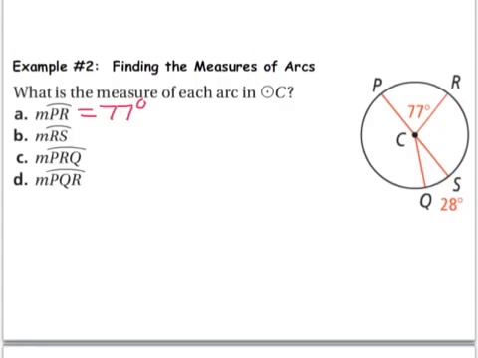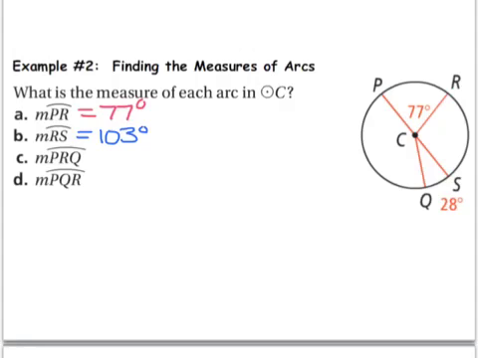Next, part B, what is the measure of RS? For RS, we don't have a measure. But if you notice, arc PRS would be a semicircle. So we could simply take 180 degrees and subtract this piece of arc that we know, 77, to get, and what we are left with is the measure of arc RS is equal to 103 degrees.